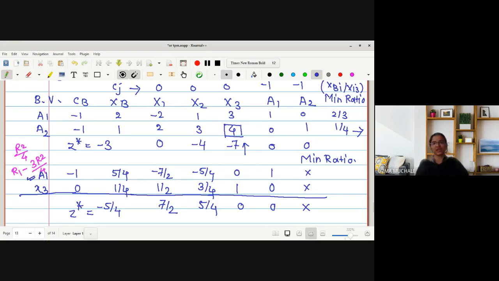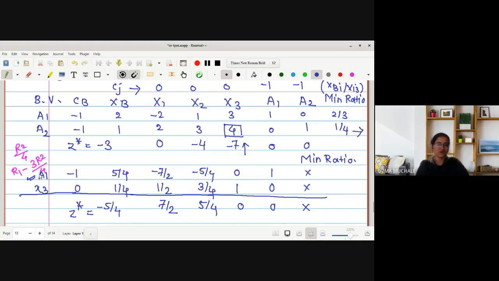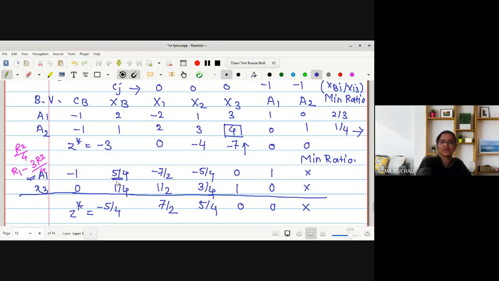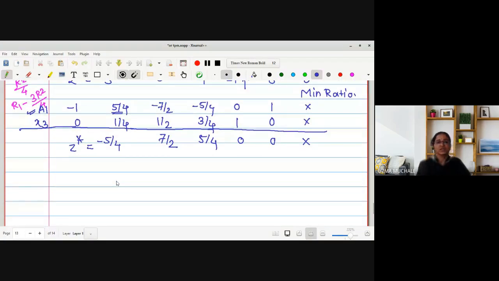And what is its value? Minus 1? No, the value is not minus 1. Sorry, the value is 5 by 4. CB is the cost, actually the coefficient in the objective function. Therefore, here Z star is negative. One artificial variable appears at a positive value. Therefore, this LPP does not possess any solution.